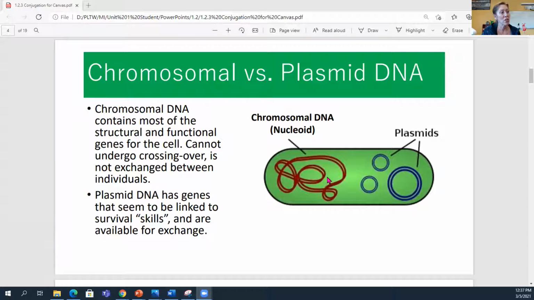Okay, so genes that are on chromosomal DNA can be passed on via processes like transduction or transformation, but not conjugation. This DNA is much too large to be passed along by conjugation. You'll see here in a couple of minutes why. Plasmids, on the other hand, are very small circular pieces of DNA that can pass by conjugation. And so that is what we are going to be experimenting with in this activity.